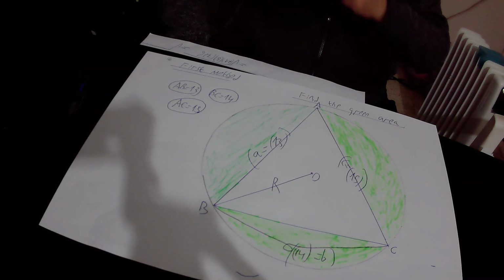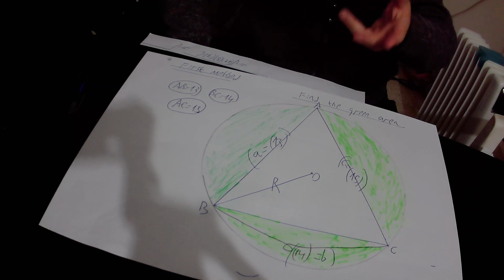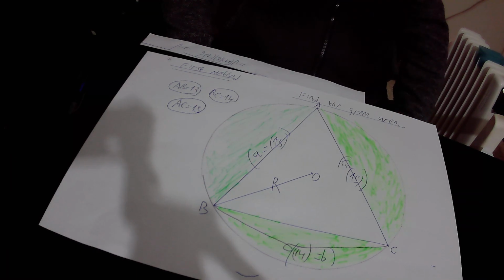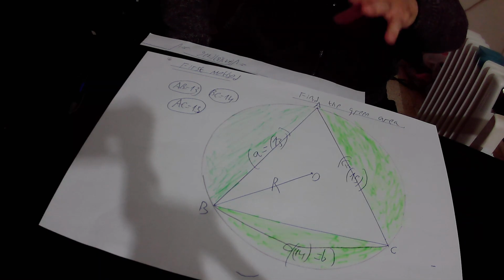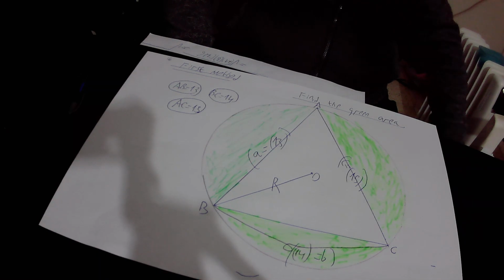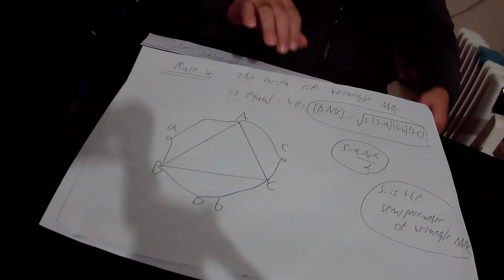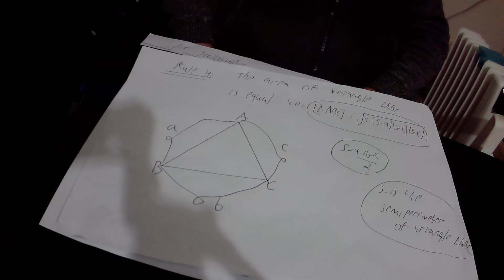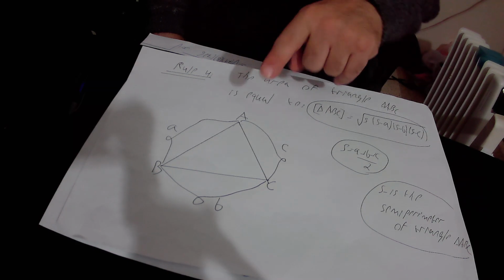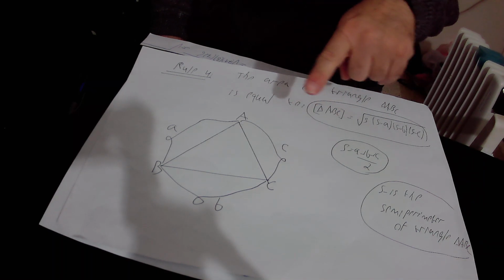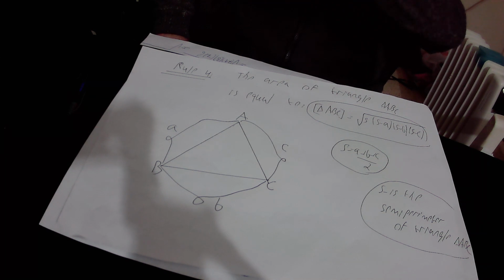So here I presented to you rule number 4 and we implemented rule number 4 in our drawing. Rule number 4 talks about the area of a triangle. It gives us a new formula to calculate the area of any triangle. Here we have triangle ABC that could be any triangle. Side AB is equal to A units, side BC equals B units, and side AC equals C units.